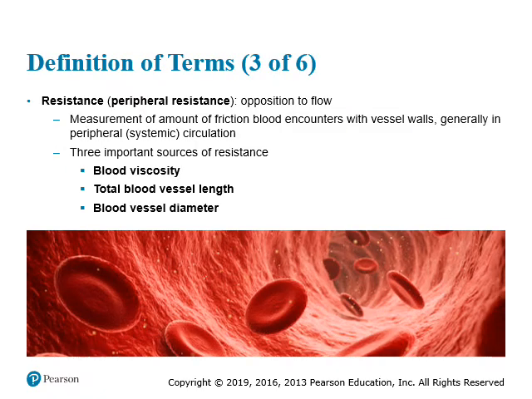Resistance, also referred to as peripheral resistance, is the opposition to flow, a measurement of the amount of friction the blood would encounter with vessel walls, generally in peripheral or systemic circulation. There are three important sources of resistance: blood viscosity, or the thickness of the blood, the total blood vessel length, and blood vessel diameter. Let's try to find out how these three sources would affect resistance itself.